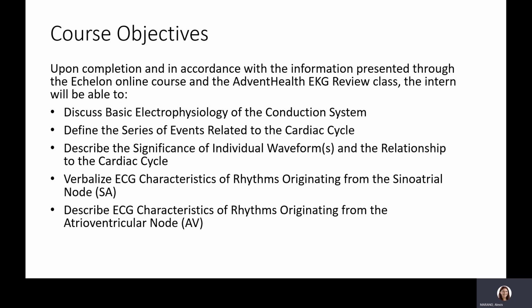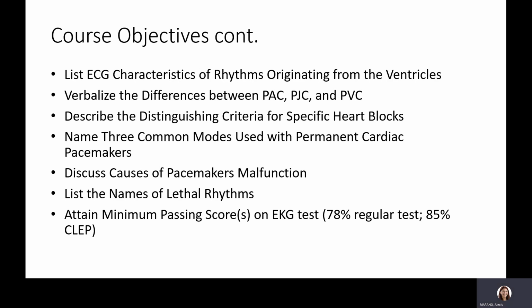So we're going to be discussing the basic electrophysiology of the conduction system. We'll talk about the series of events related to the cardiac cycle. We'll describe the significance of individual waveforms in relationship to the cardiac cycle. We'll verbalize ECG characteristics of rhythms originating from the SA node, from the AV node, and the bundle branches/ventricles. We will verbalize the difference between PAC, PJC, and PVC.